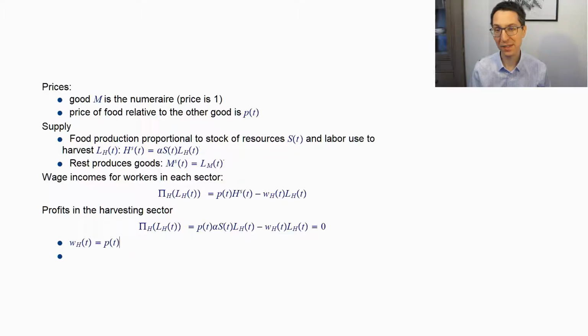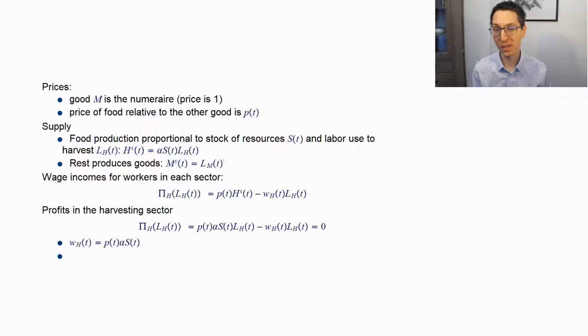So we see that essentially farmers are paid exactly the productivity of labor. The farmer's wage will increase if the price of food goes up, or if they produce more, which happens if either alpha or S_t goes up.